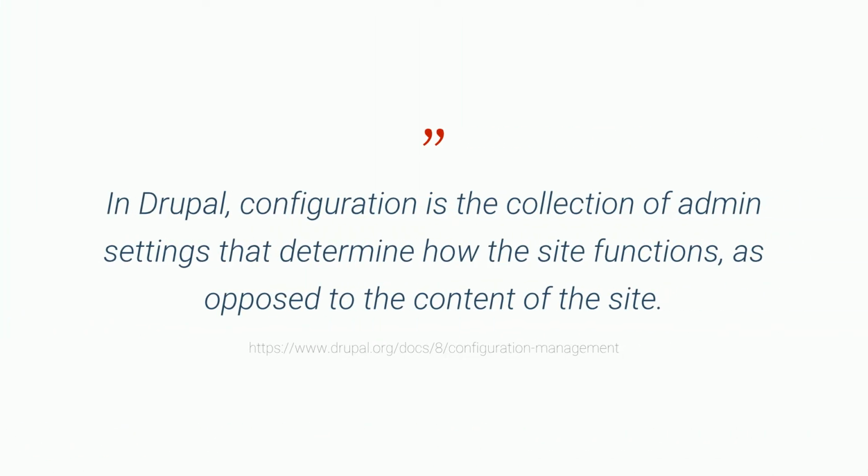So if you go to Drupal.org, they give you this. In Drupal, configuration is the collection of admin settings that determine how the site functions as opposed to the content of the site. So that's really important to understand. Content and configuration are two separate things. Content, we'll talk about this more, but content basically lives in the database. Configuration also lives in the database, but it can also live in code, or it can be stored in code.